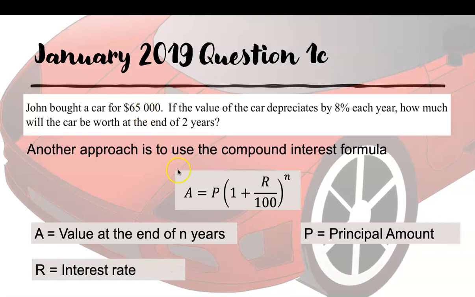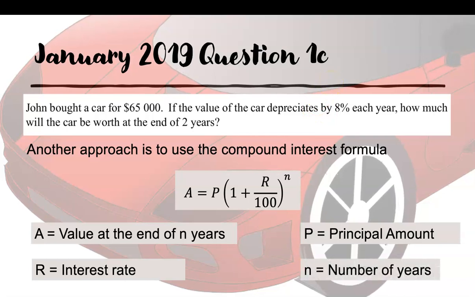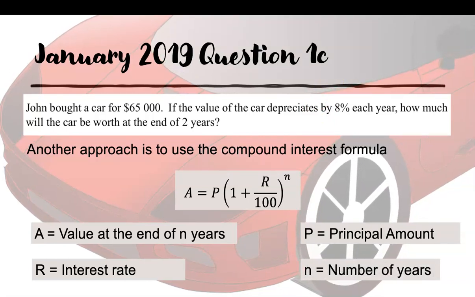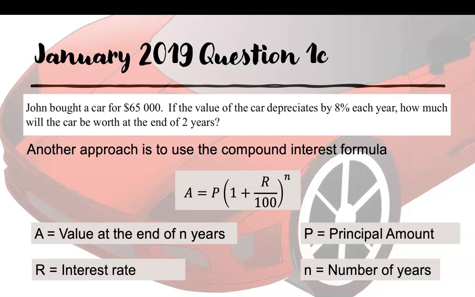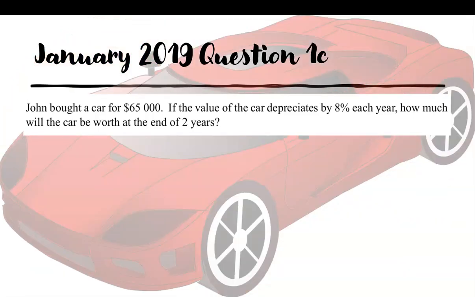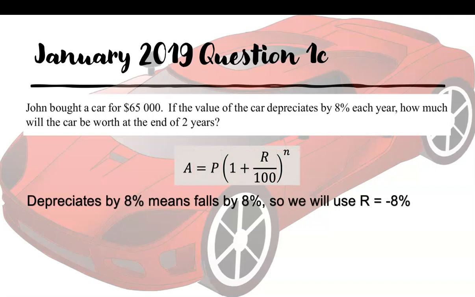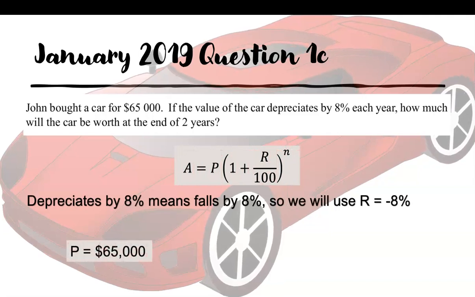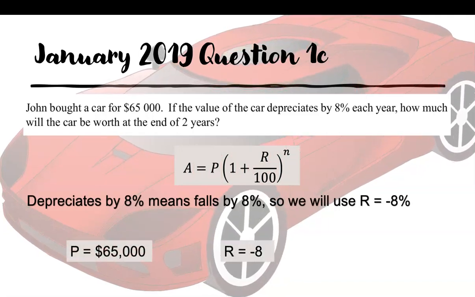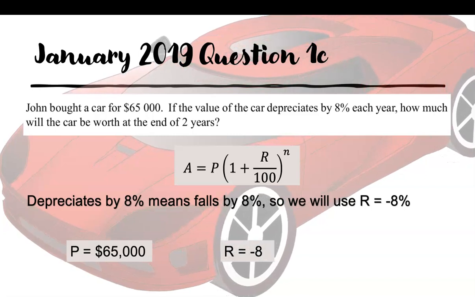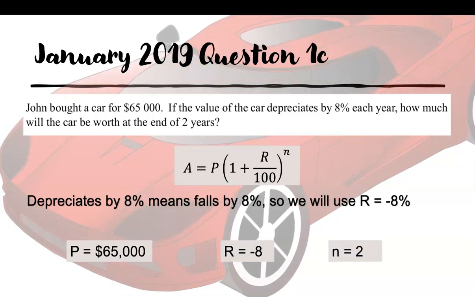R is the interest rate, and the interest rate is 8%, but because we're not gaining 8%, we're actually losing 8%. The interest rate will be negative 8%. Alright, and I already said n is the number of years. 2. So this is what we have. So principal, 65,000. R, the interest rate is negative 8. And n is 2.